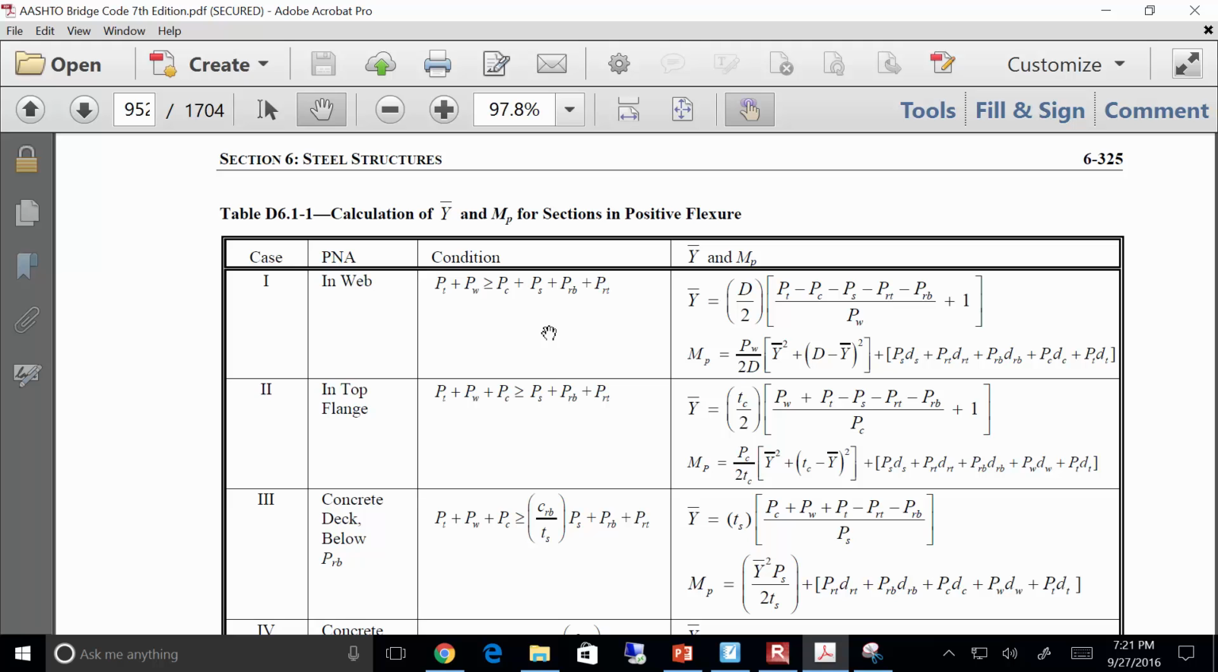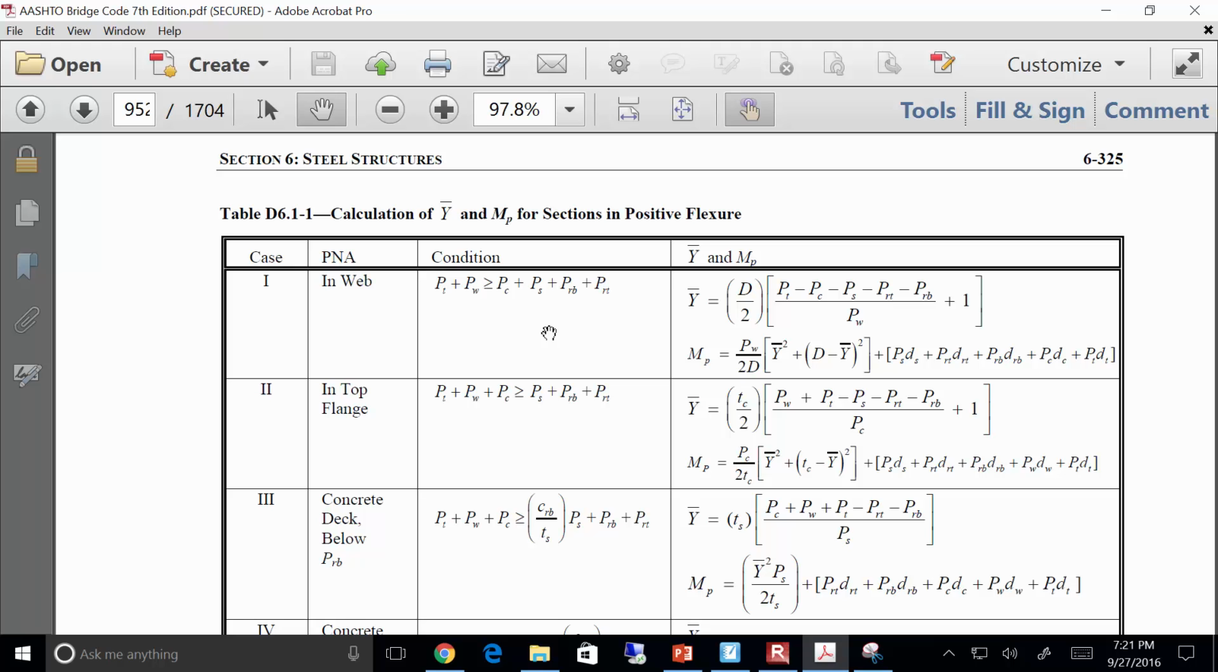So if you look, I've got a number of cases. Case 1, the plastic neutral axis is in the web. Case 2, it's in the top flange. Case 3, et cetera, et cetera. Okay? For case 1 to be true, the plastic force in the tensile flange and in the web must be greater than or equal to the plastic force in the compression flange, the plastic force in the slab, and the plastic forces in the reinforcement. All right, so far so good?